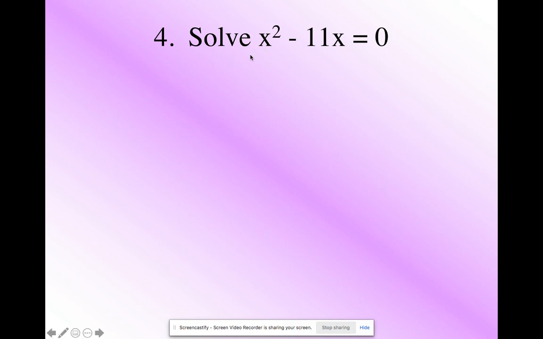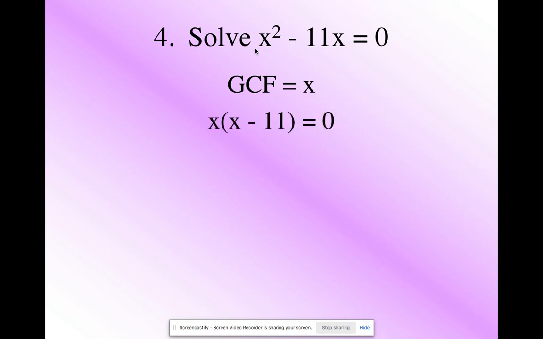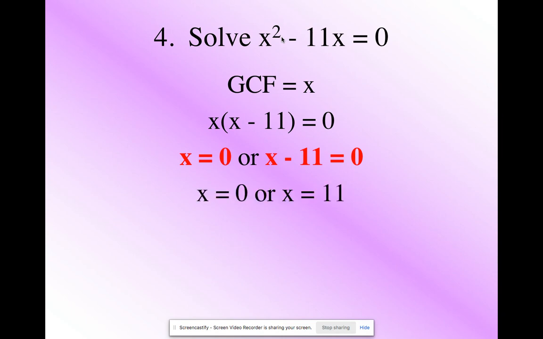So let's say we have something like this, x squared minus 11x equals 0, right? We don't have a constant term. So what we need to do is pull out that greatest common factor, which is in fact x. So now we have x times (x - 11). Because now we have two pieces, we can set x equal to 0 and x - 11 equal to 0 and solve. So x is 0, and if we add 11, x is 11. So x is 0 and 11, and you have your answers.